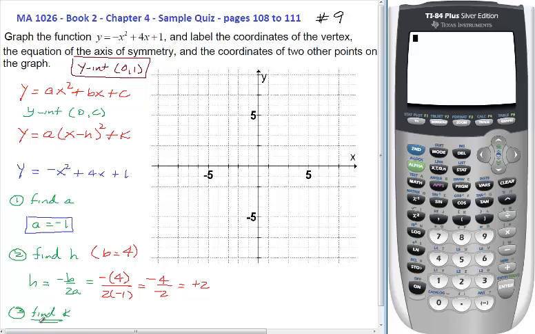Now k is the y coordinate of the vertex. So how do you do that? You sub it back in, and you get y equals. So just go back and put the x value in.